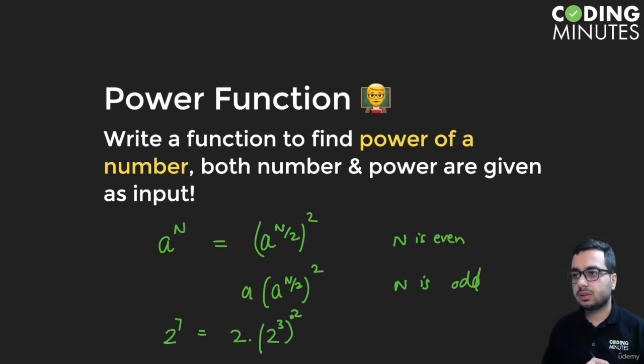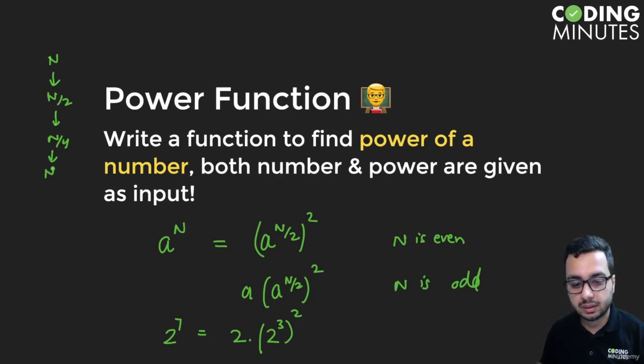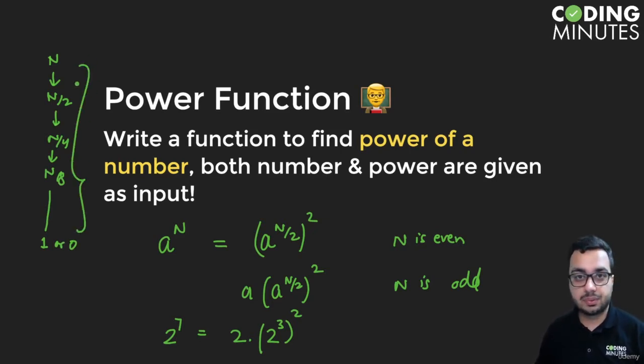So effectively what we are doing, we are reducing a problem of size n to a problem of size n by 2. From here we are doing it to n by 4, n by 8, and eventually ending up at 1 or 0. Okay, so effectively if we talk about the number of steps that would be needed, that would be log of n. Okay, so instead of doing n steps, we can actually do this problem in log of n steps.